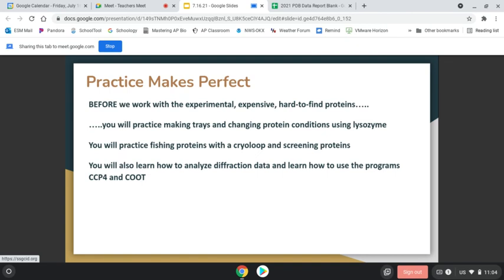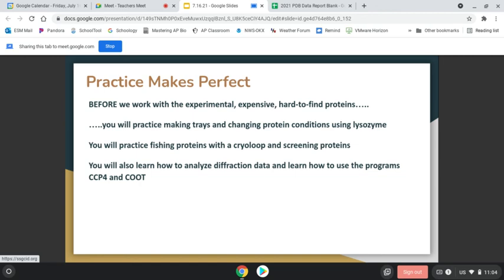And practice makes perfect. So before we even touch an experimental, hard to find, expensive protein, we're going to set everyone up with making practice trays using the enzyme lysozyme, which we can get anywhere, anytime. You'll practice creating crystallization conditions. You'll change those conditions. You're going to grow crystals of lysozyme. You'll even practice with cryoloops. We have plenty of those. How to fish the crystals out of the trays and how to screen for the proteins.